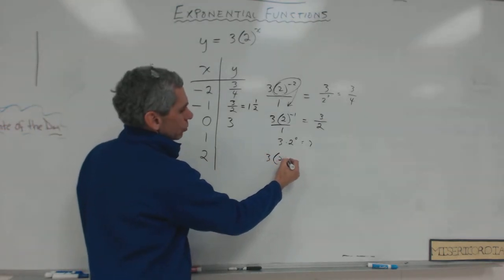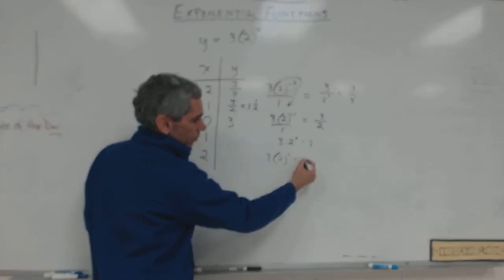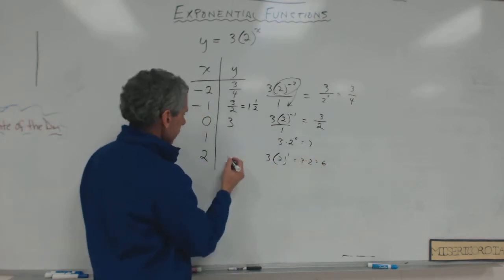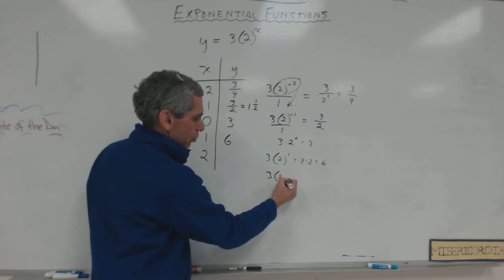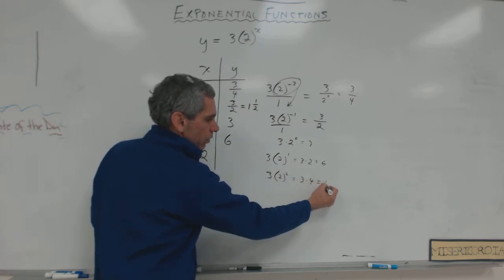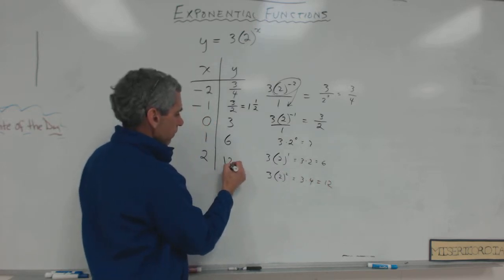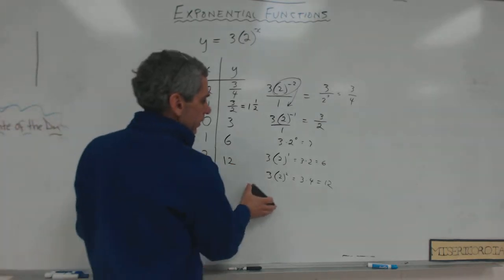Okay, so that's 3 times 2 to the 1 power. So that's 3 times 2, which is equal to 6, right? There we go. And then 2. 3 times 2 squared is 3 times 4, which is 12. Wow, it's starting to go up there fast, right? It doubles. Okay.